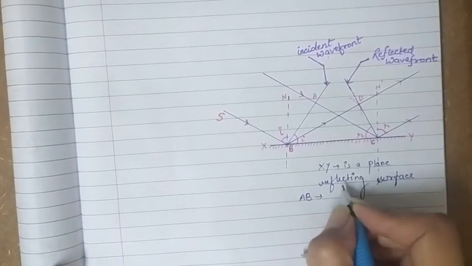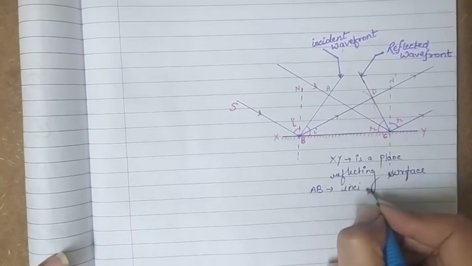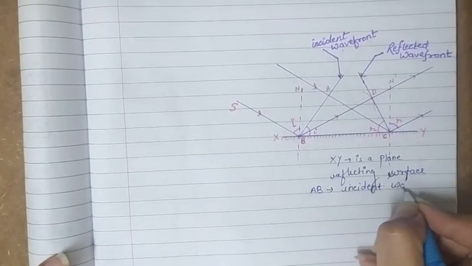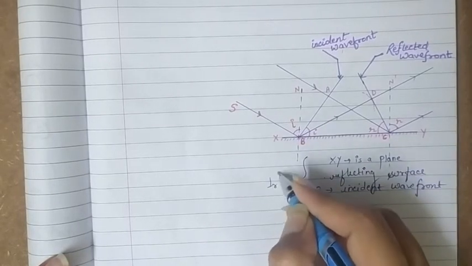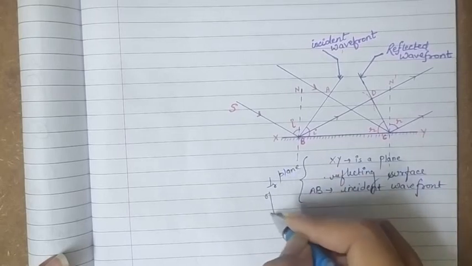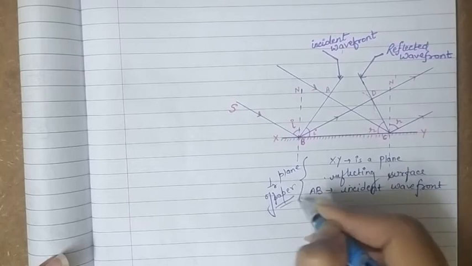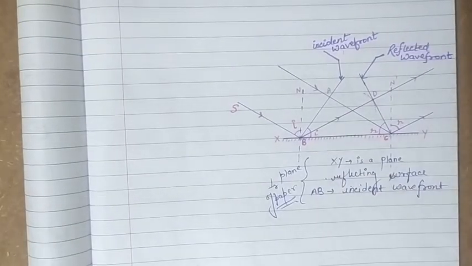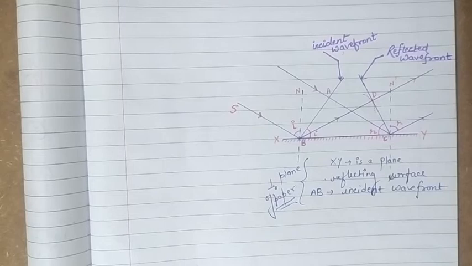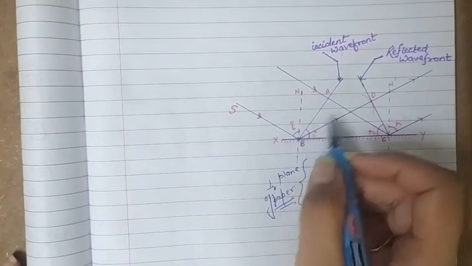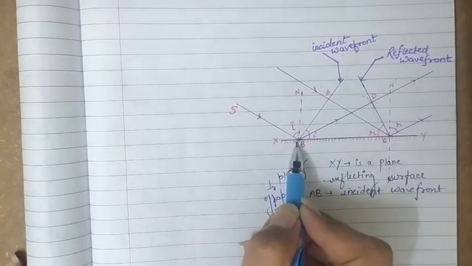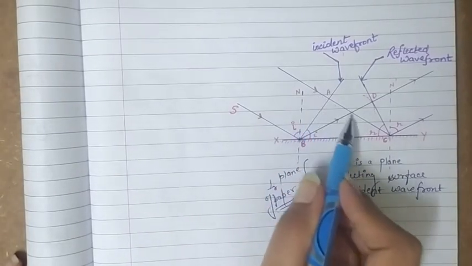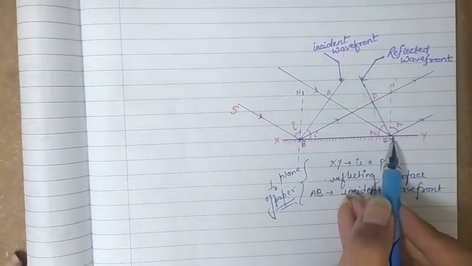AB is the incident wavefront, and these both are perpendicular to the plane of paper. This is the situation. Now the wavefront that is incident towards XY first touches the reflecting surface at point B. As we can see, this wavefront coming like this will touch the reflecting surface XY first at point B, and then after some time at point C.